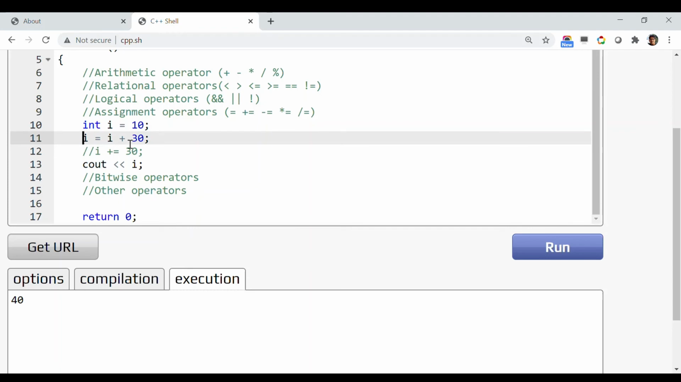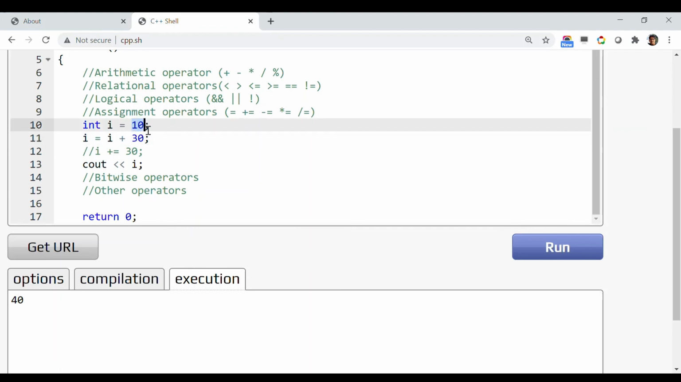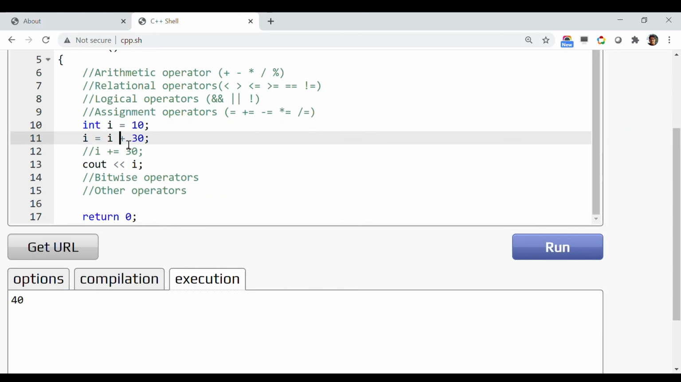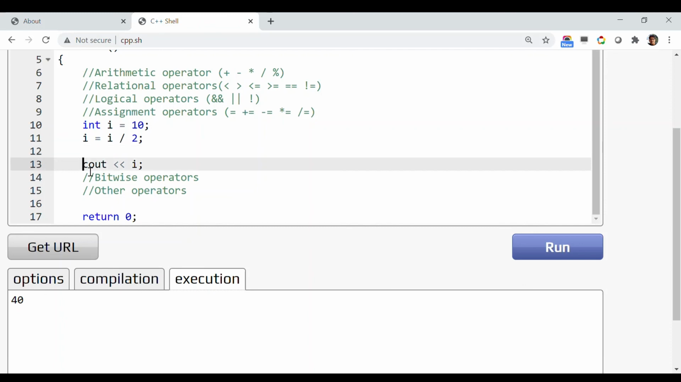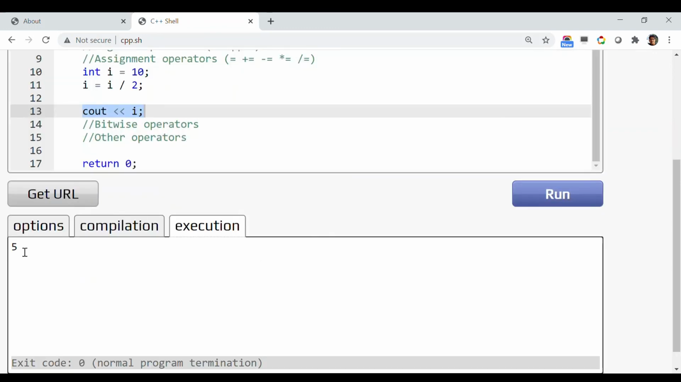Let's say the value of I is 10 and I want to divide I by 2 and then again put the value inside I. So I equals I divided by 2. So let me get rid of this part first. I equals I divided by 2. So what should be the final value of I? 10 divided by 2 means 5. So if I just run it, it is printing 5.